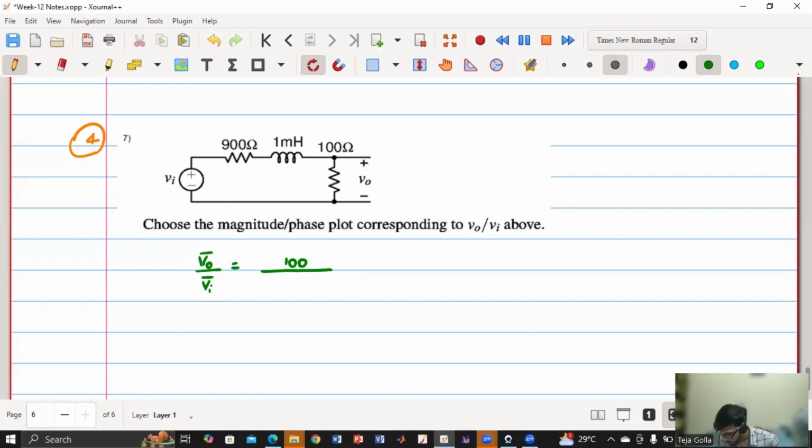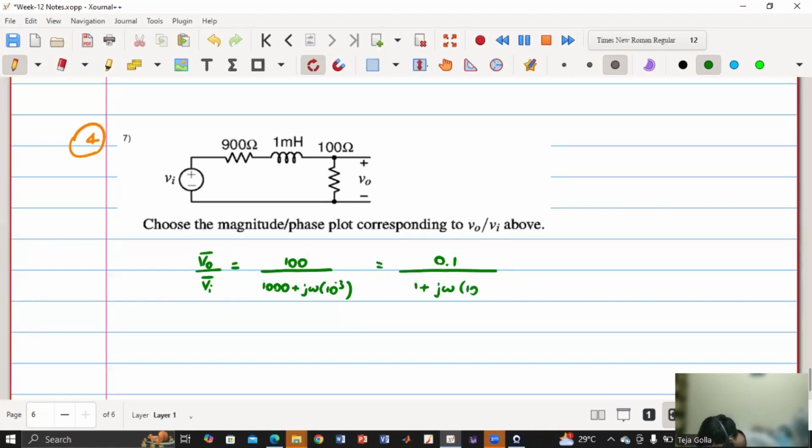Omega is unknown because we are supposed to plot with respect to omega. So it is 1000 plus j omega into 10 to the power minus 3. Multiply by 10 to the power minus 3 on numerator and denominator. You will be getting something like this, 0.1 by 1 plus j omega into 10 to the power minus 6.